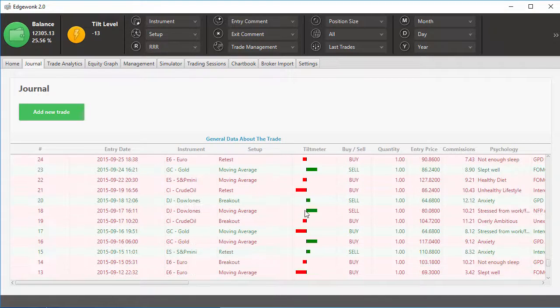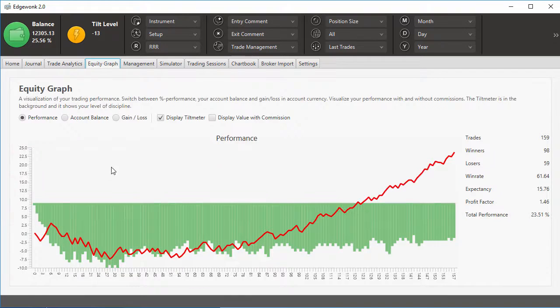So this is a very nice way of visualizing your overall approach, your mindset, and as well how disciplined you are and how well you can respect your rules. When you go to the equity graph, you can see in the background, we also overlaid the tilt meter here behind this equity graph, and so you can also see how the tilt meter develops over time. Do you see a rising or falling tilt meter, and then how does it compare to your trading performance?